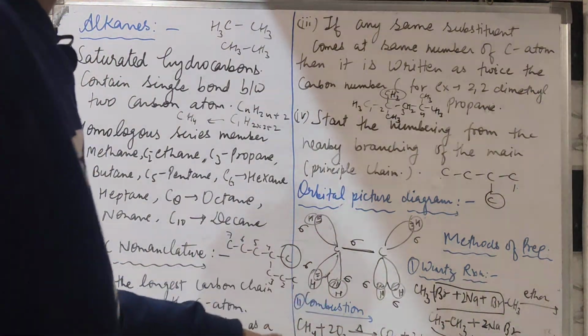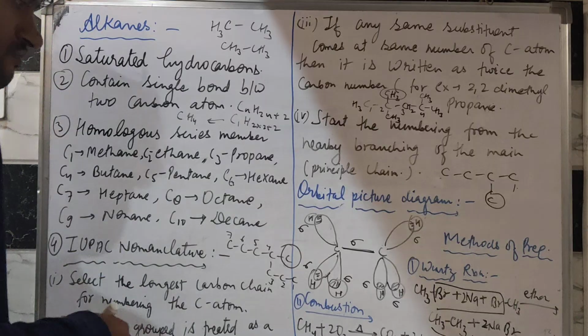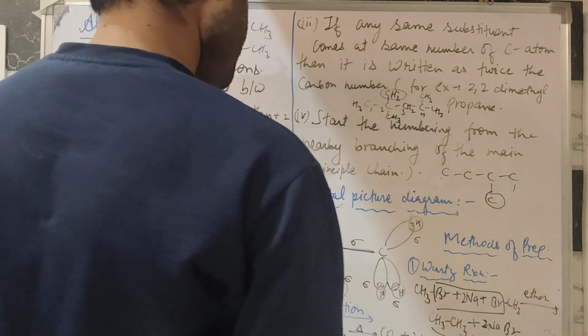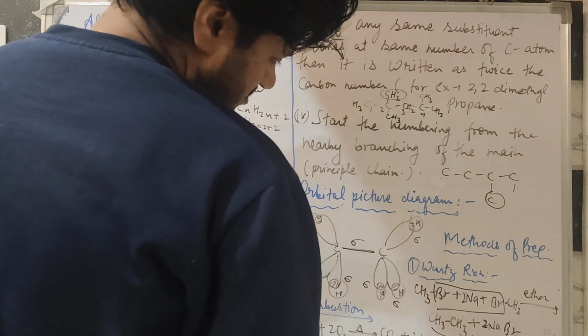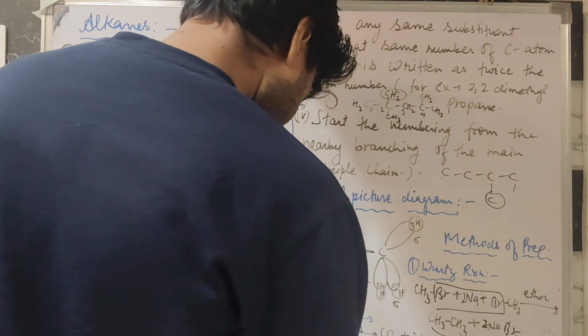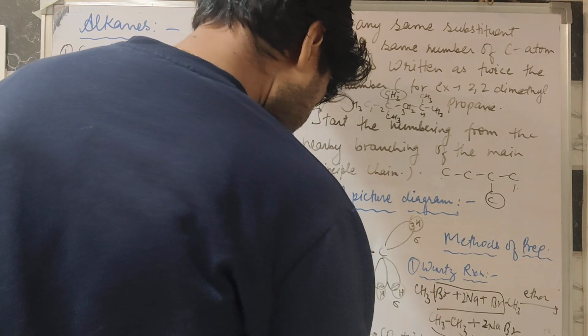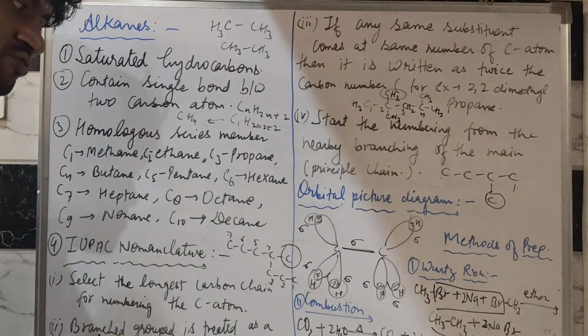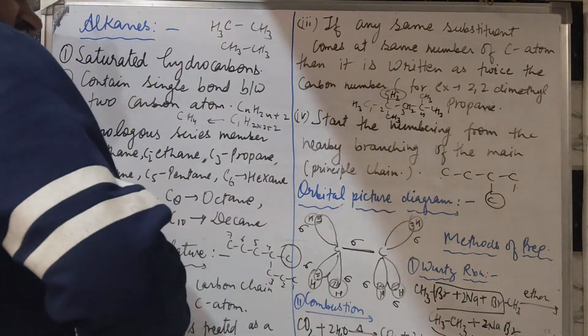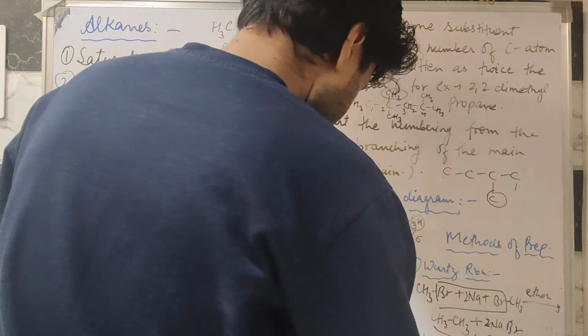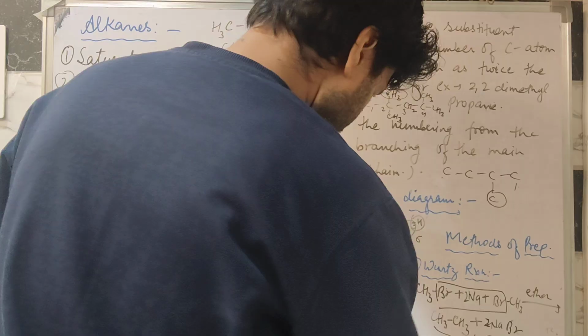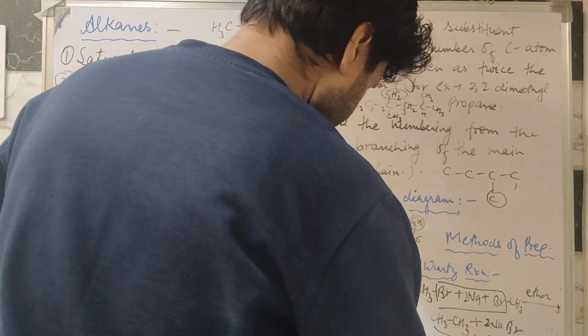Next is a very simple method, the combustion method. Sorry, I have written it mistakenly. In this way we will get the formula just like this. You should remember only this kind of preparation. The combustion method is not too important, but you can remember it like this.